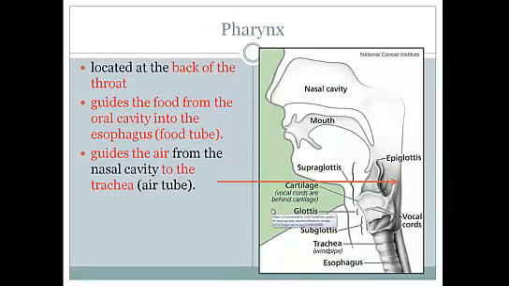The pharynx is located at the back of the throat, and it guides food from the oral cavity into the esophageal tube, and it guides air from the nasal cavity into the trachea, which is the tube that allows oxygen to enter our lungs.